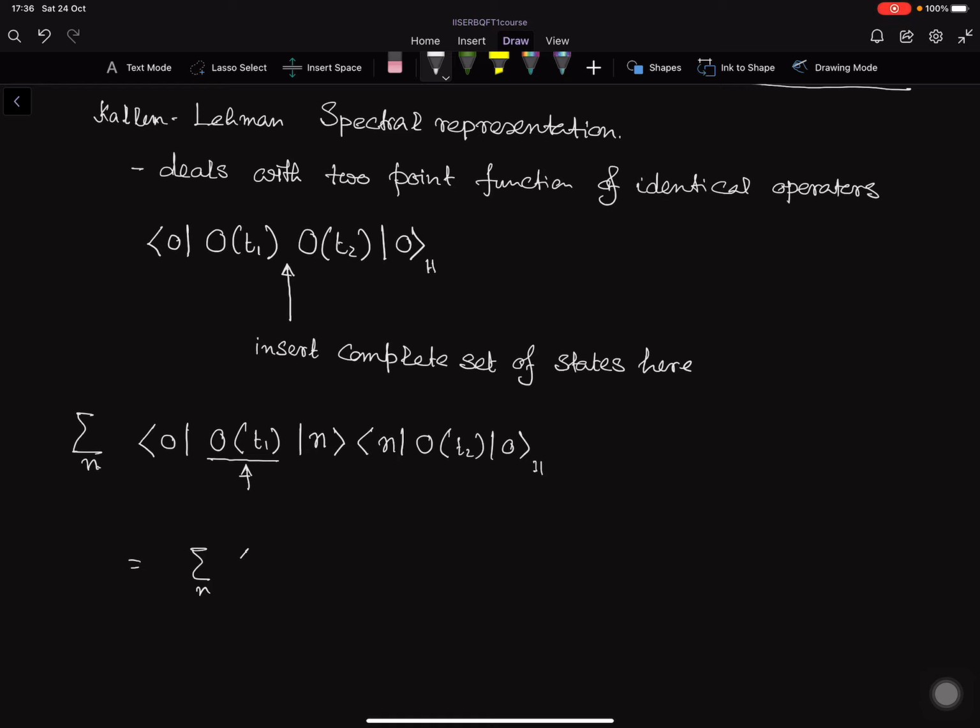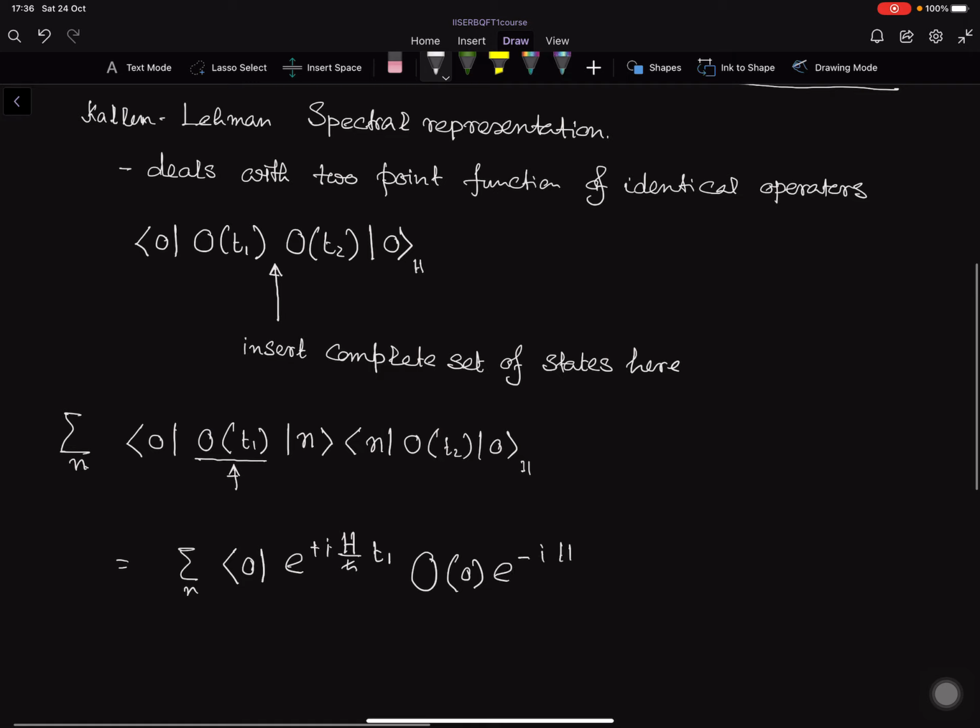So this becomes sum over n of <0| exponential of plus i H by h bar t1 O at 0 exponential of minus i H by h bar t1 |n>, and similarly <n| exponential of i capital H by h bar t2 O at 0 exponential of minus i H by h bar t2 |0>.